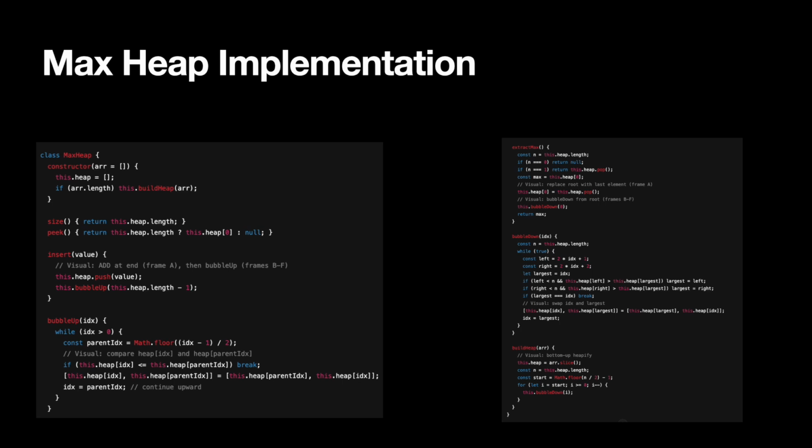it's quite long, but two helper methods that are important to know are bubble up and bubble down. Bubble up is used when you insert an element into the heap, and what this does is it moves the newly added node up the heap to make sure it doesn't violate the heap property.